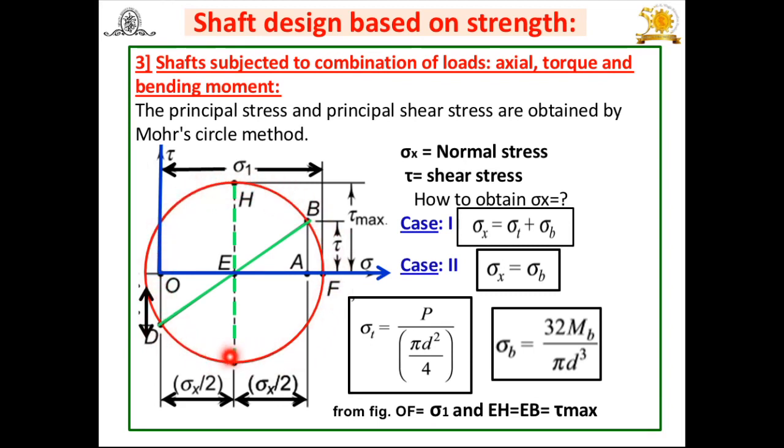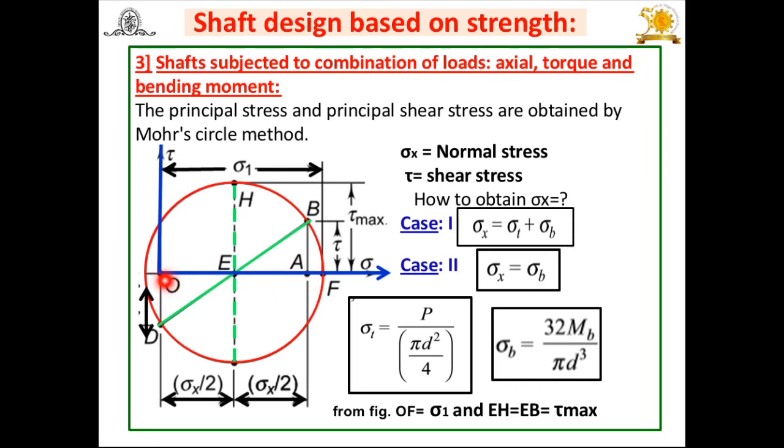It is Mohr's circle. After constructing it, we have to locate sigma 1, the principal stress, and the maximum shear stress. Now here, sigma 1 is measured from the y-axis up to this point. This circle intersects this axis at point F. OF is the sigma 1 that we have to find.